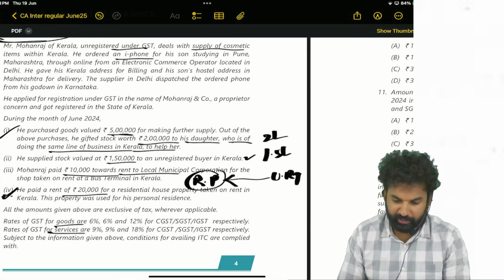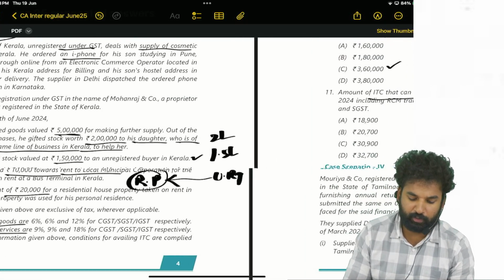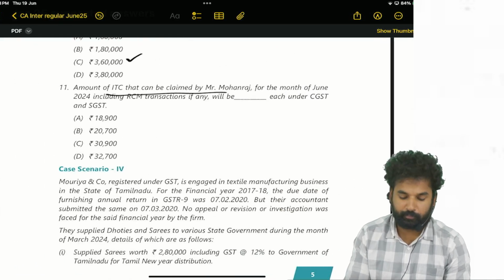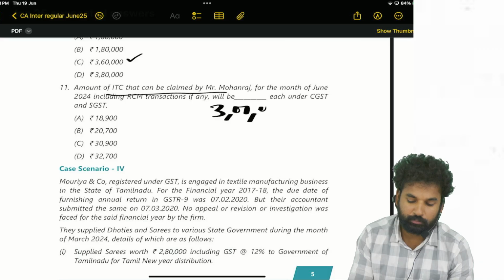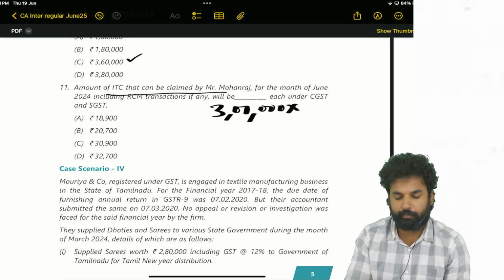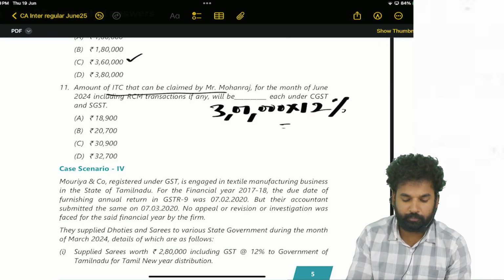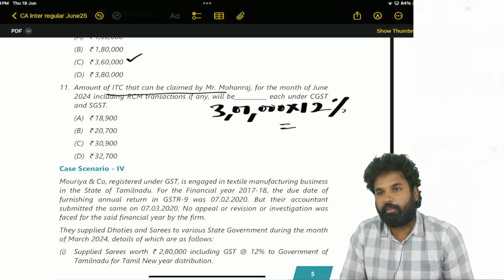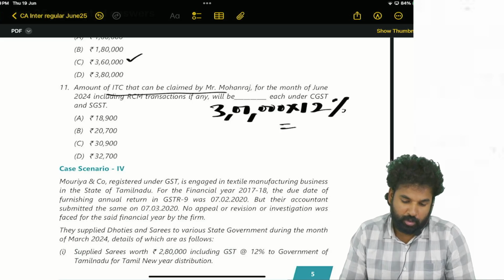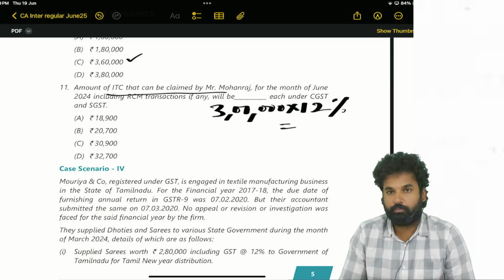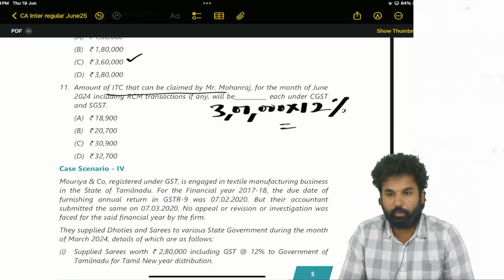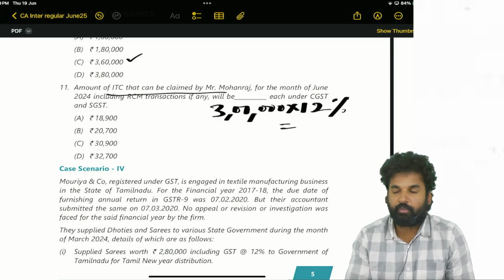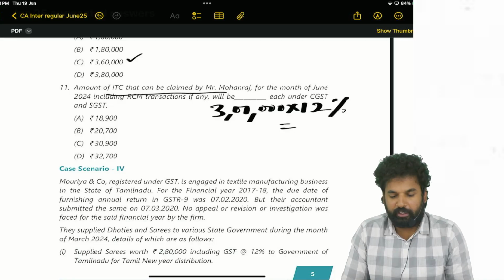An entire value of 5 lakhs he cannot take. Only on 3 lakhs he can take. 3 lakhs into 12%, 18%. How much will it be? You just tell me what it is. See whether it is 5 lakhs or 3 lakhs.